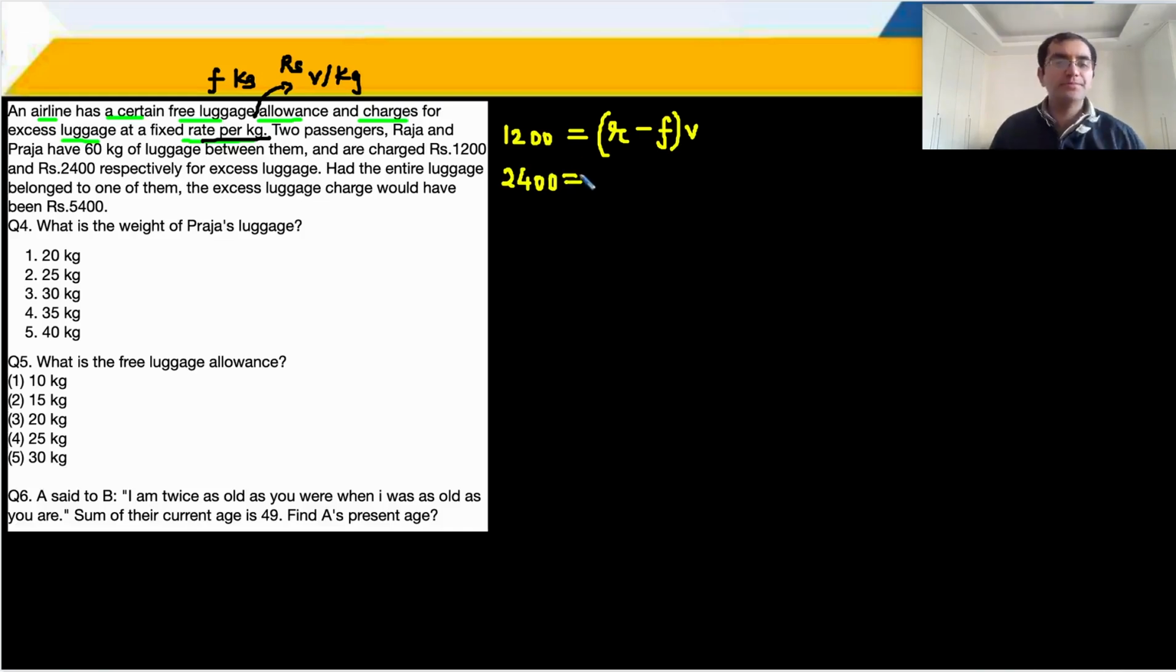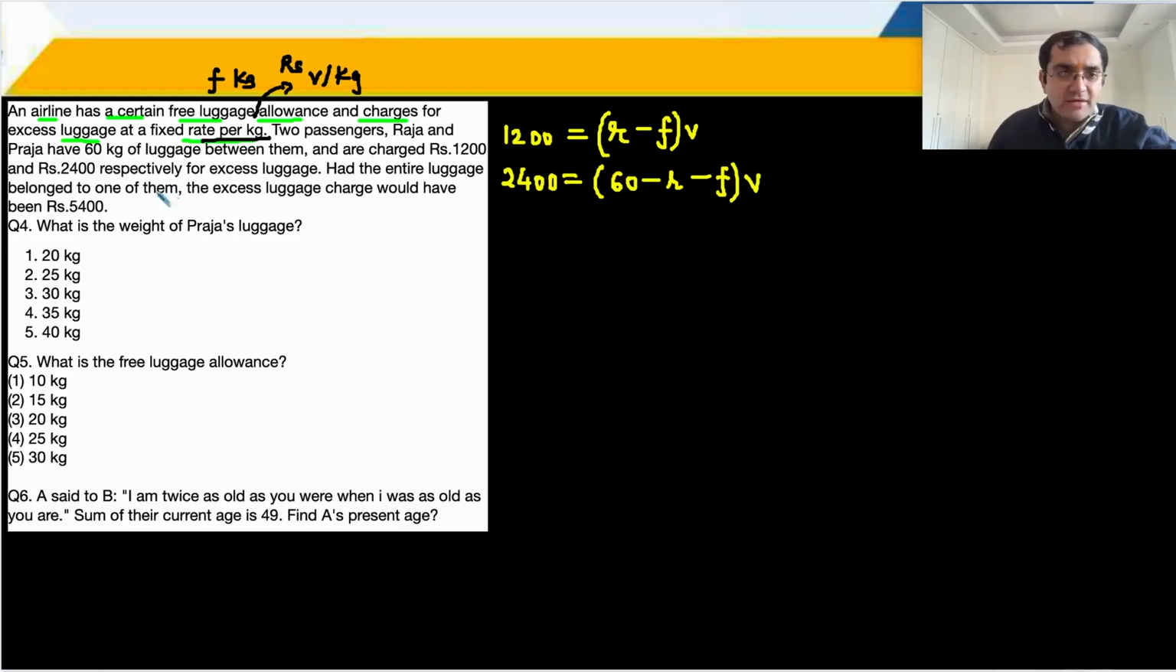is equal to, now total is 60 kg, out of which R kg is going to the first person, remaining you are left with 60 minus R, and this person also gets F kg free and charged at V rupees per kg. Okay, R to the first person, 60 minus R to the second person, and obviously luggage allowance, free luggage allowance, F kg at the rate of V rupees per kg.